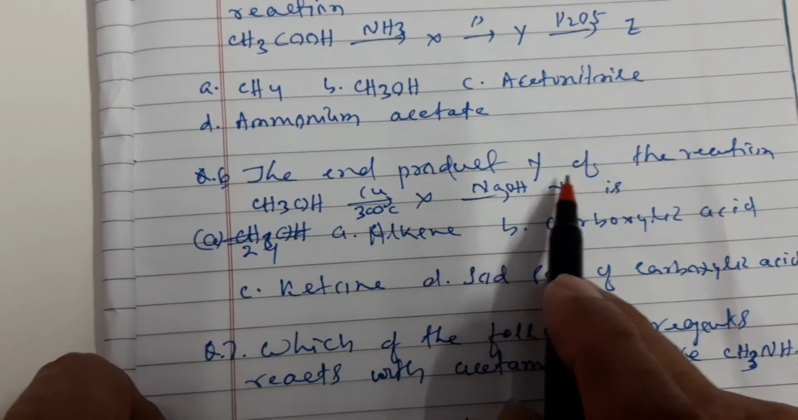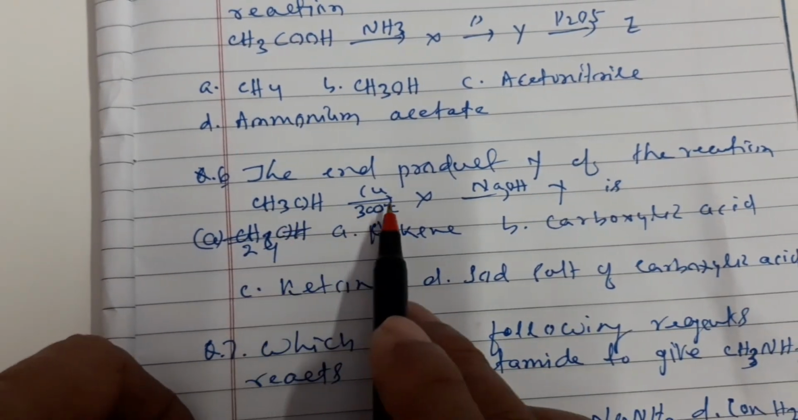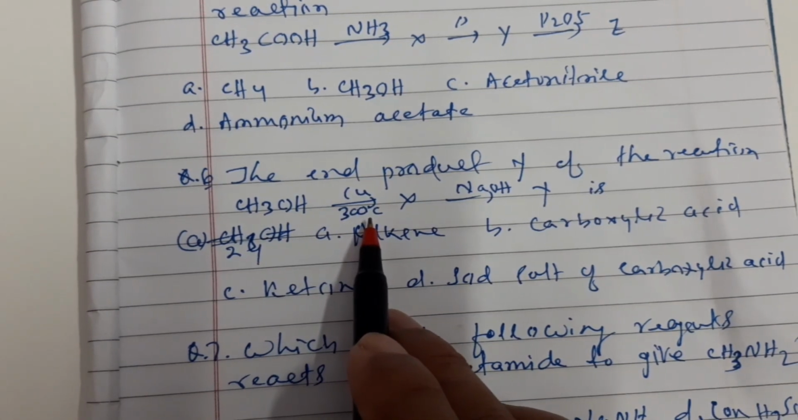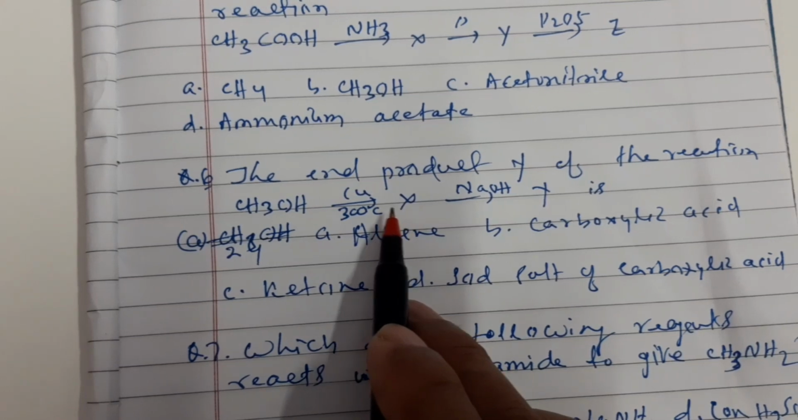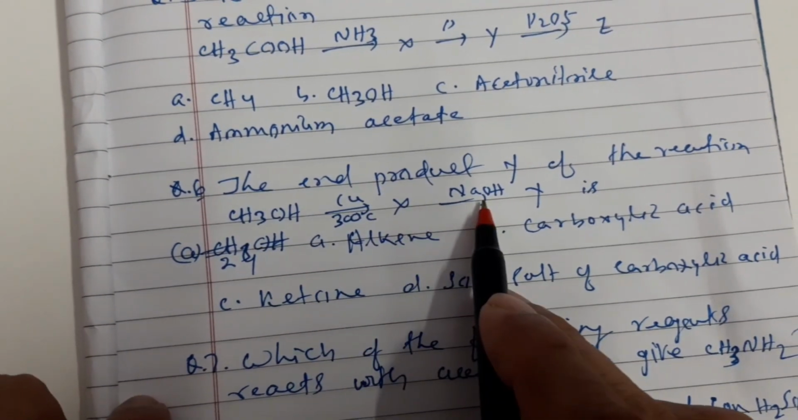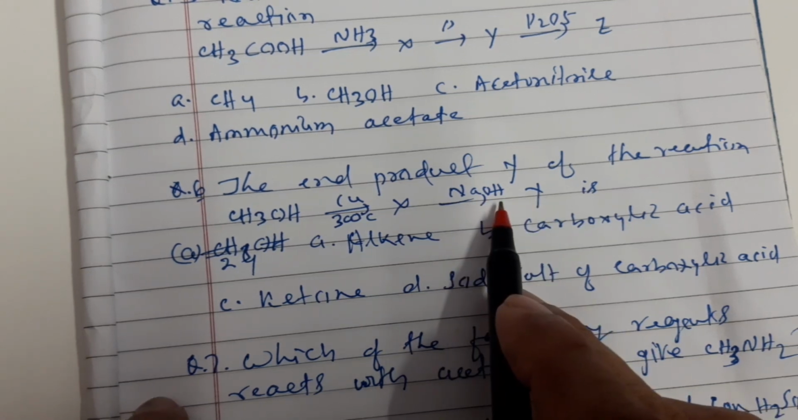Next, the end product Y of the reaction. CH3OH, methyl alcohol, reacts with copper at 300 degrees centigrade. What will you get? In the aldehyde and ketone chapter, we already discussed that it gives formaldehyde, because only one carbon atom is there. Then this formaldehyde reacts with sodium hydroxide. Two molecules of formaldehyde react with sodium hydroxide. You will get the Cannizzaro reaction.